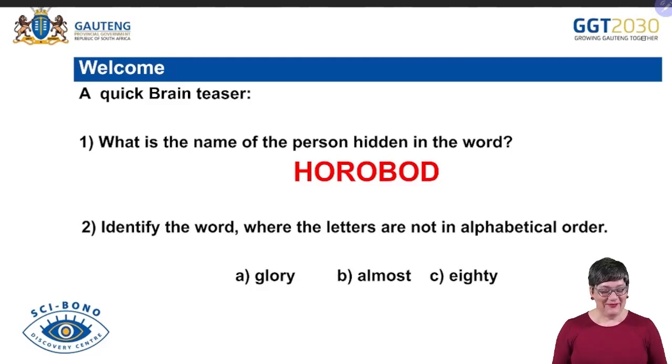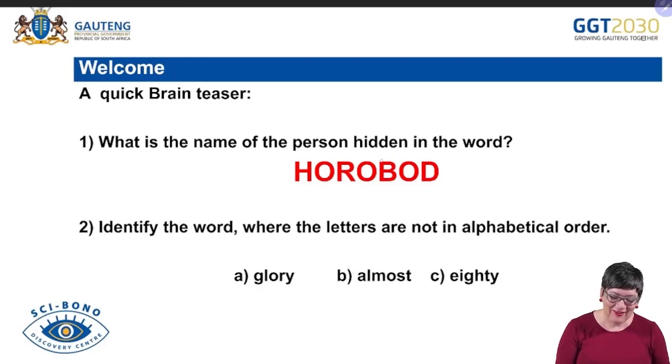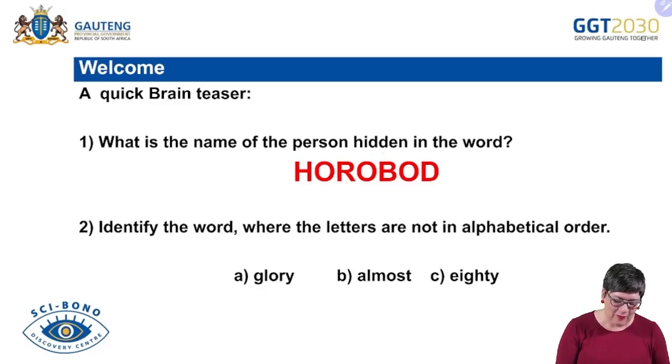A nice brain teaser. I'm sure you've got it by now. So let's go back to the first one. We gave you a name, horobot. I want to know the name of a person. Now, let me show you how quick it is. If you look carefully, you will see we've got Robin, Rob, who is in the hood. Robin Hood. That was your answer to the brain teaser.